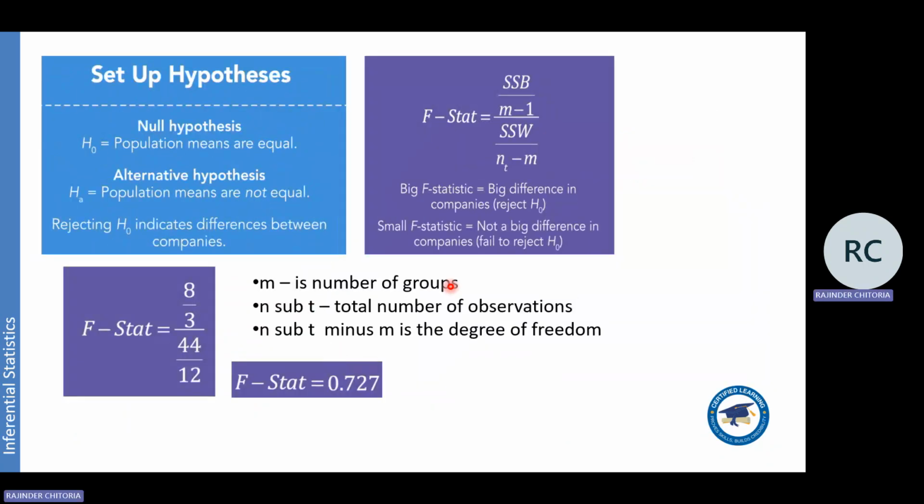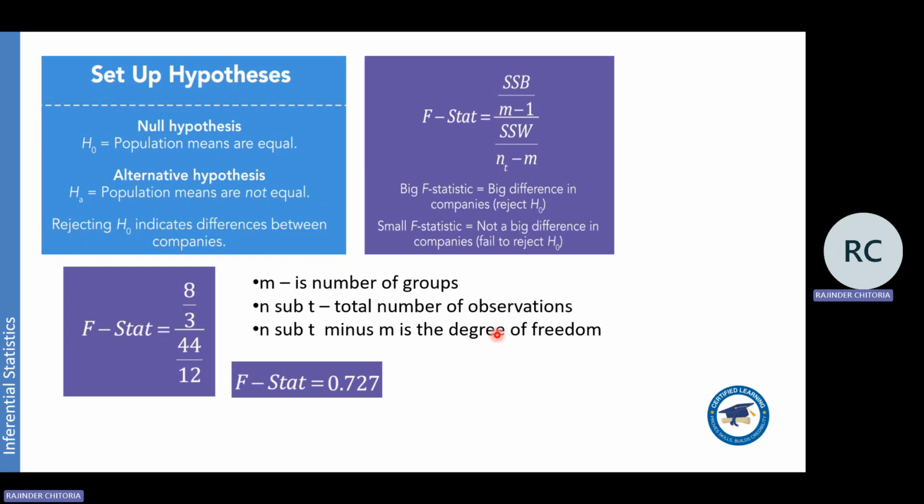The formula is SSB divided by SSW, in between we have M minus 1 and other values. So the hypothesis: to start with, the null hypothesis is that population means are equal, which means sample mean is equal to population mean. The alternative is that population means are not equal, meaning there is a variation between sample mean and population mean. If null is not true, we reject null. Then subsequently we can take a call.